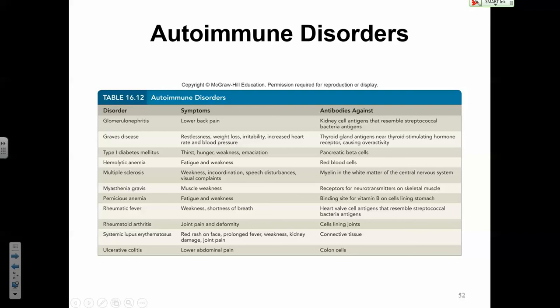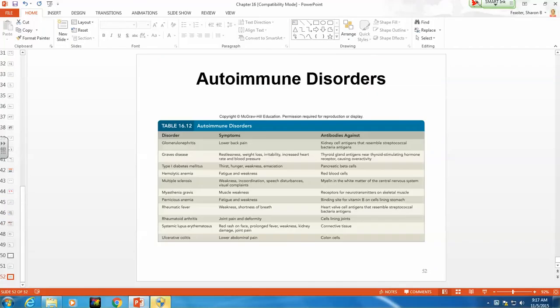Here you see a list of a lot of different autoimmune diseases. You don't have to know any of these for your test, but you've probably heard of some of these. Ulcerative colitis, Crohn's disease, which is kind of like that, but you may know somebody who has that. Bunch of different ones. Type 1 diabetes is an autoimmune disease where you're fighting cells in the islets of Langerhans that produce insulin. All right. That is your lymphatic system chapter.